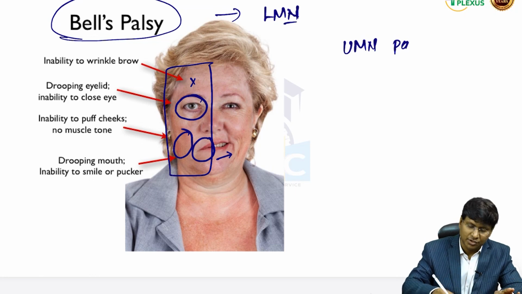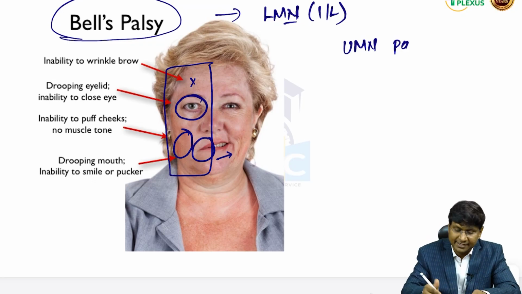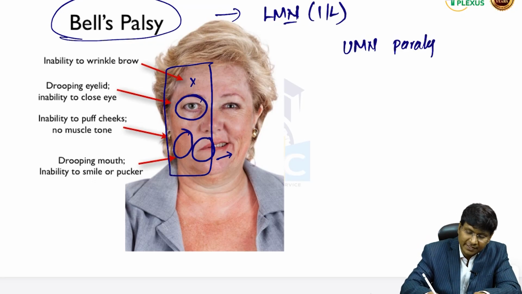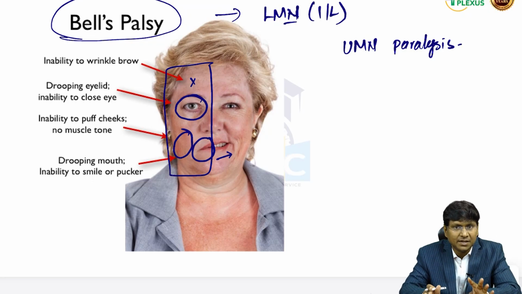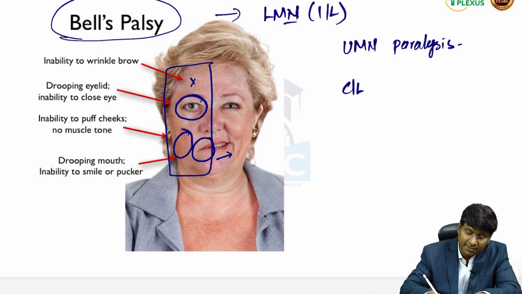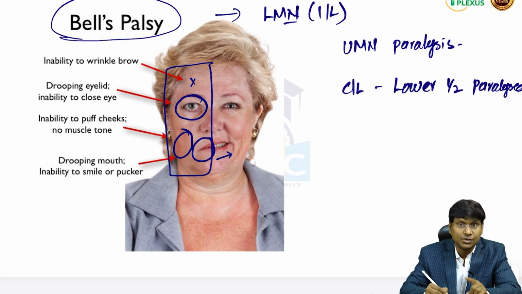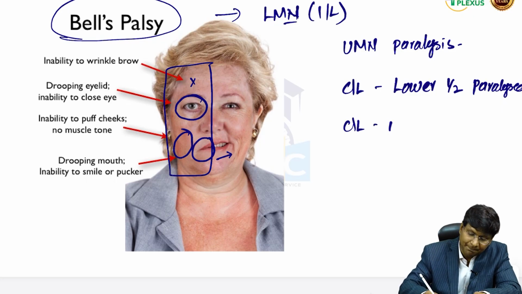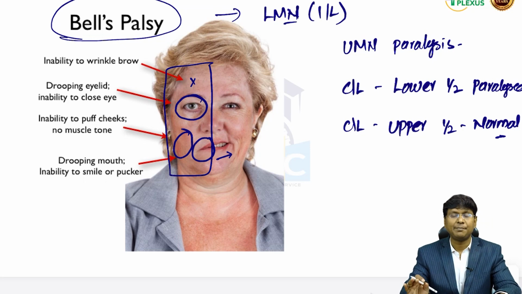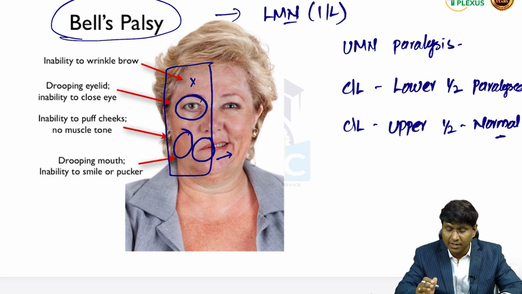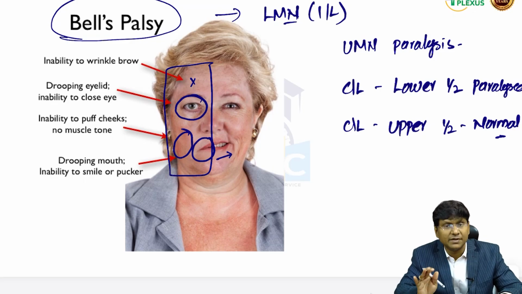In case of lower motor neuron type of paralysis, it is the ipsilateral half of the face that will be completely paralyzed. Whereas in case of upper motor neuron paralysis, it is the contralateral lower half that will be paralyzed, whereas the contralateral upper half will be normal. Contralateral upper half will be normal in case of the upper motor neuron type of paralysis. Contralateral lower half will be paralyzed in case of the UMN palsy.